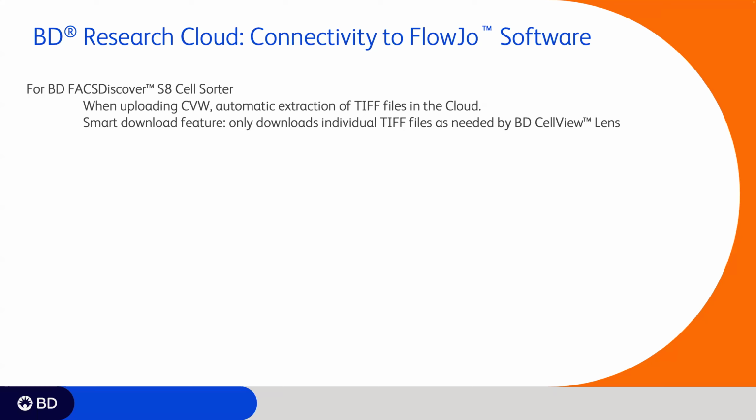And then when you connect to FlowJo, you would use the CellView Lens plugin to view your imaging data. And CellView Lens uses a smart download feature where it will only download the TIFF images that you're interested in, so that you don't have to move those thousands of images around if you're not particularly interested in looking at those cells at that time.